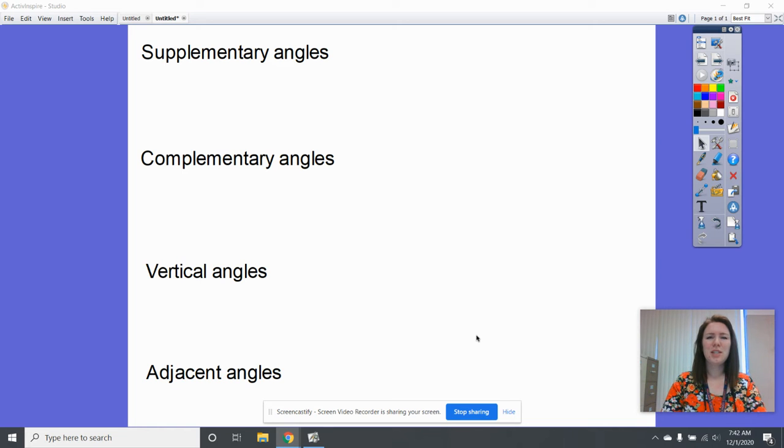Hi, today we're just going to talk about some angle vocabulary. So the first one is supplementary angles. Supplementary angles are two or more angles that add up to 180 degrees.